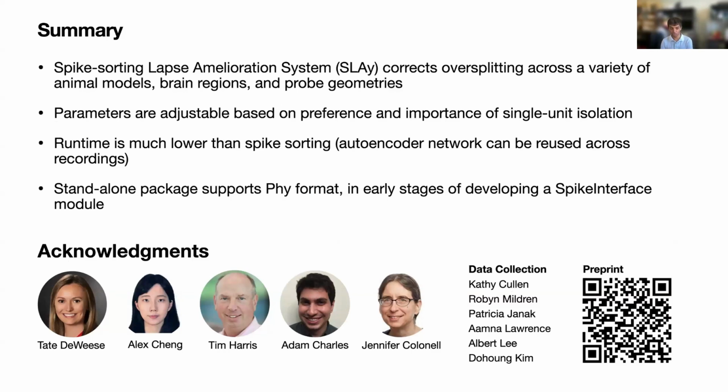Yeah, so just to conclude, our algorithm corrects oversplitting across a very wide range of recording conditions. The parameters in the algorithm are adjusted based on personal preference and also how important single unit isolation is to downstream analyses. So for our paper, we use the same set of parameters for all the recordings, but you can tune these based on the specific region or animal model that you're looking at. And then also the runtime of our algorithm is much lower than the spike sorting itself, mainly because our autoencoder network can be trained once per brain region and then reused across all the recordings that you take.